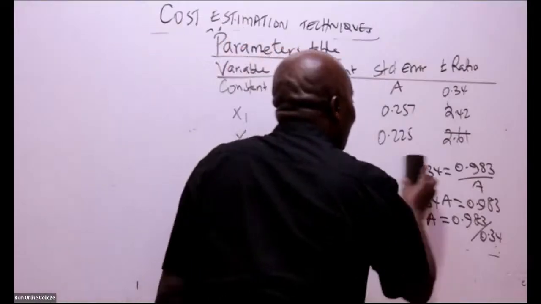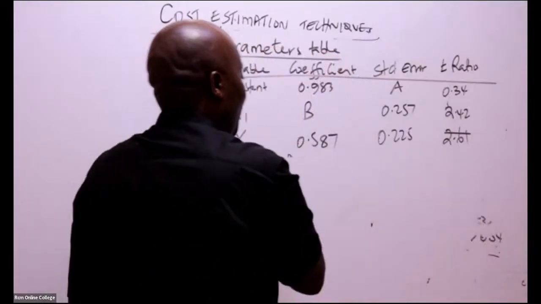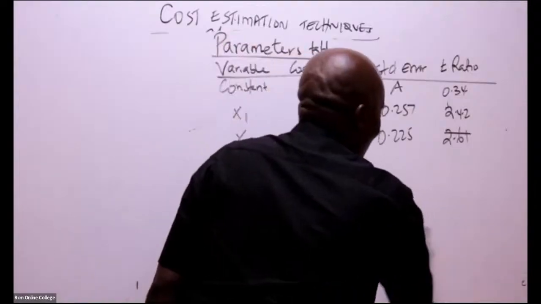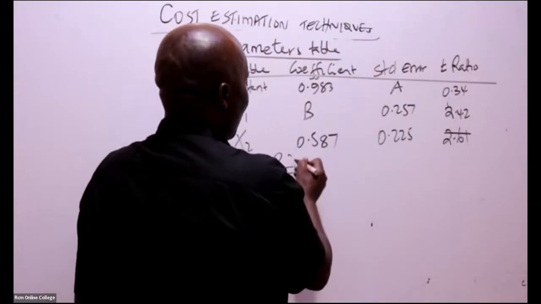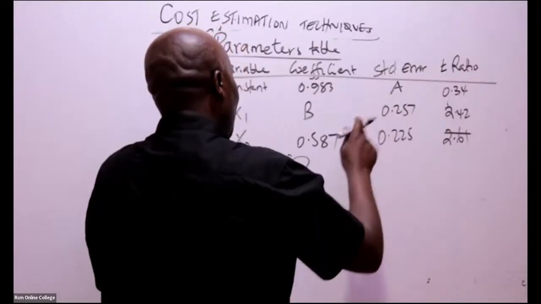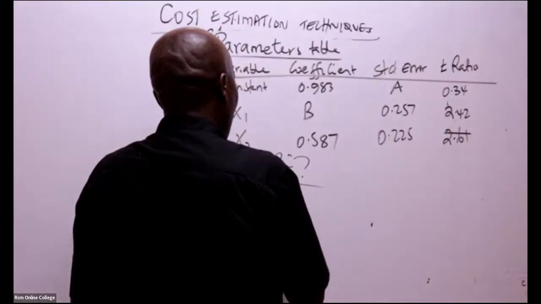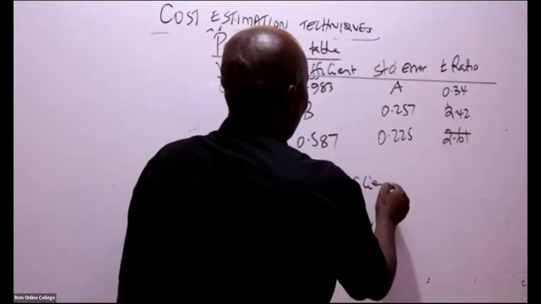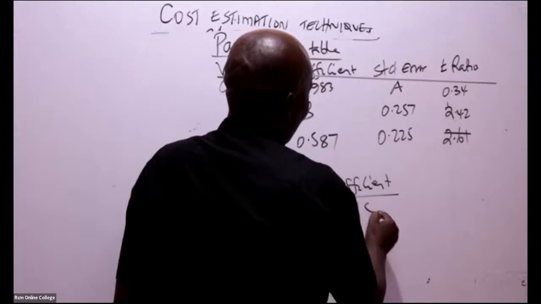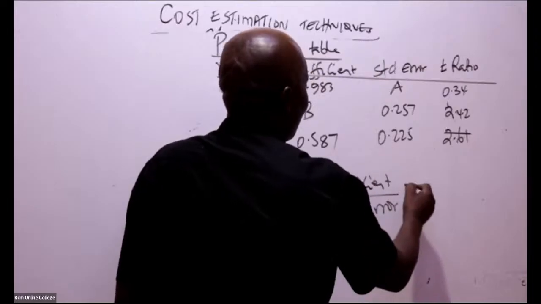So the most important thing is to come and write here. They want us, ladies and gentlemen, to come here and give them the value of B. So of course you're playing around with the T-ratio formula. So we know that T-ratio equals coefficient all over the standard error. So you come here.